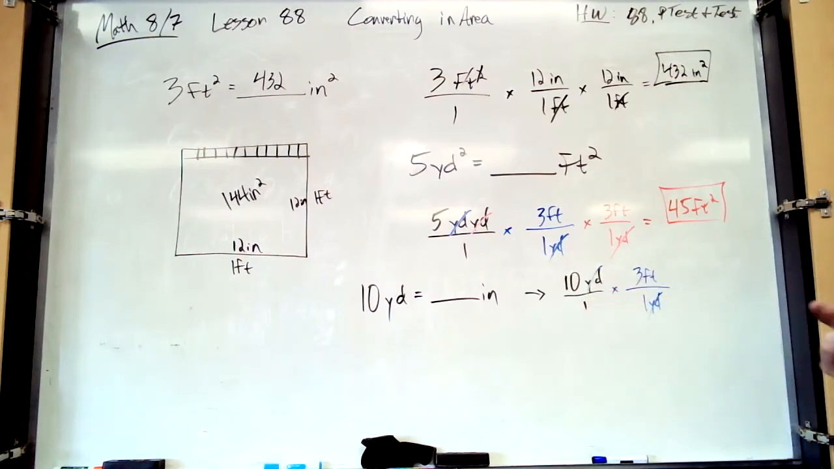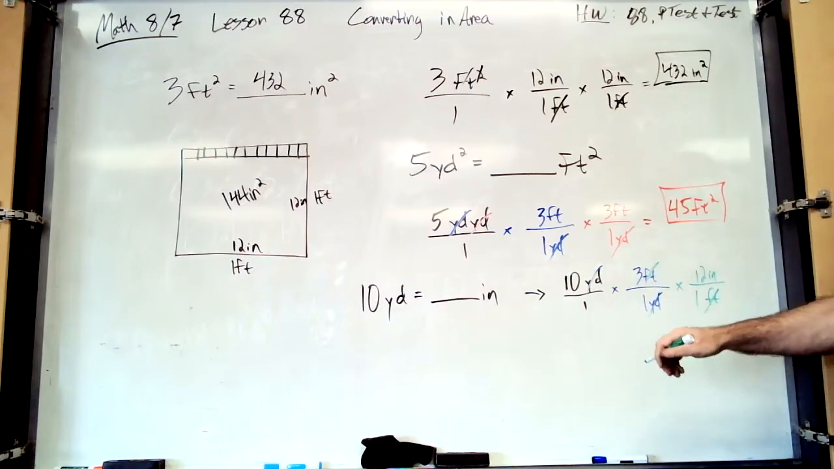So now you're in feet town. Now you got to get from feet to inches. Oh, we know how to do that. How do you do that? What do you multiply by to get from feet to inches? 12 inches over 1 foot.